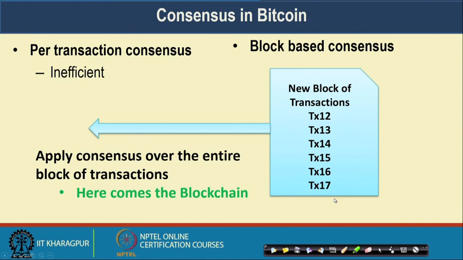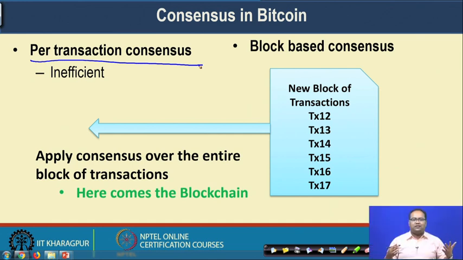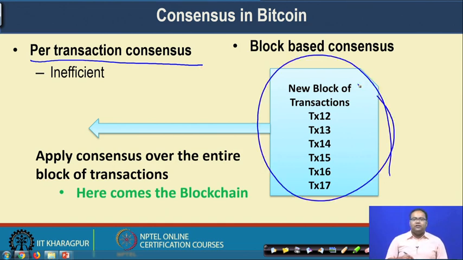Whenever we talk about consensus in a Bitcoin network, there is an interesting fact about why we are applying something called a blockchain. You can always have a per transaction consensus. So, you take every individual transaction and then validate that transaction. But per transaction consensus is inefficient, because you have to run the consensus algorithm for every individual transaction. So, rather than running the consensus algorithm for every individual transaction, you run the algorithm on a block of transactions. That way you can make the consensus algorithm much more efficient.